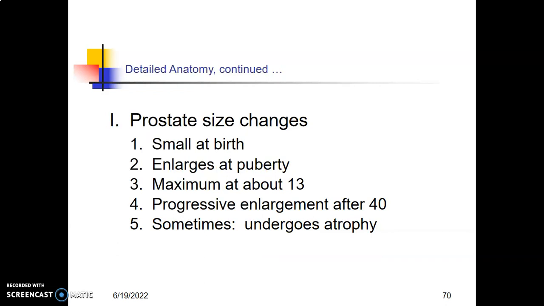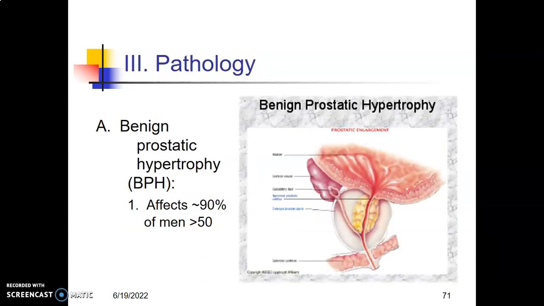The size of the prostate is small at birth, enlarges at puberty, and there is progressive enlargement after 40, which is associated with benign prostatic hyperplasia. Sometimes the prostate may actually undergo atrophy. So benign prostatic hyperplasia affects approximately 90% of men above 50 years. In this diagram, this is the prostate, okay, and it has enlarged into the urinary bladder.